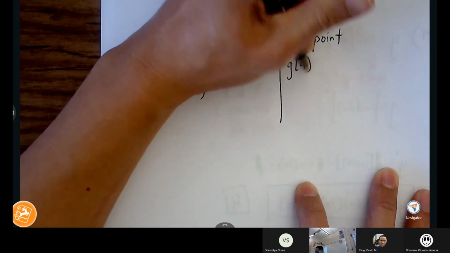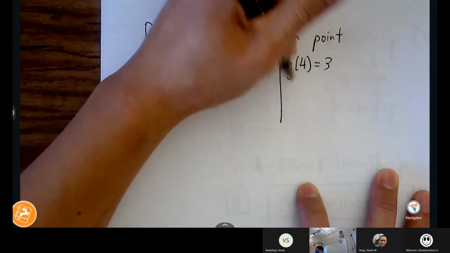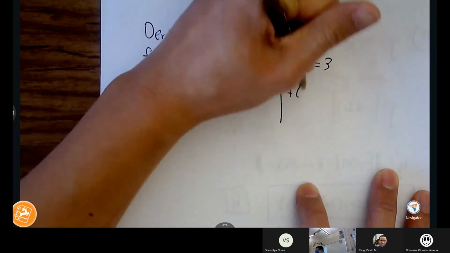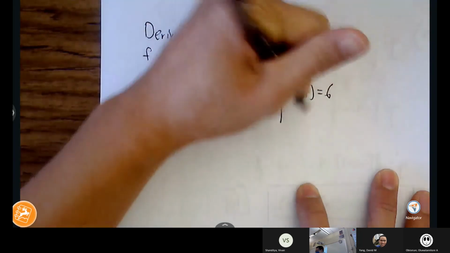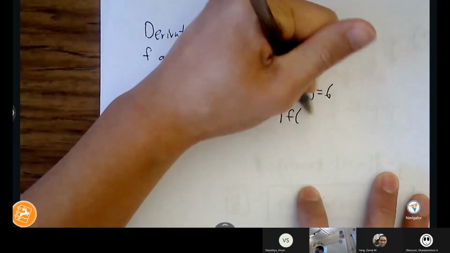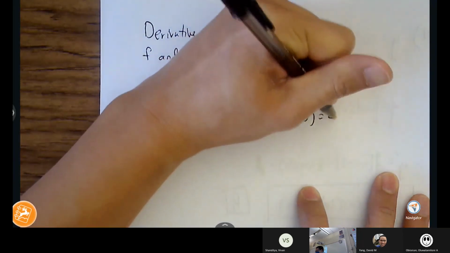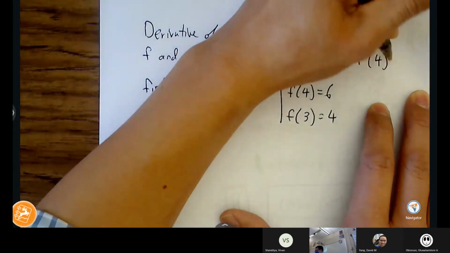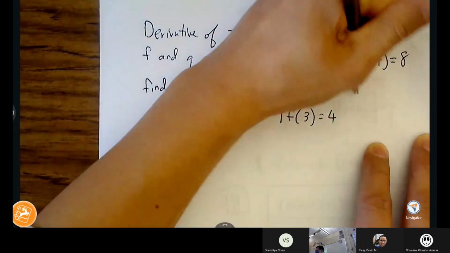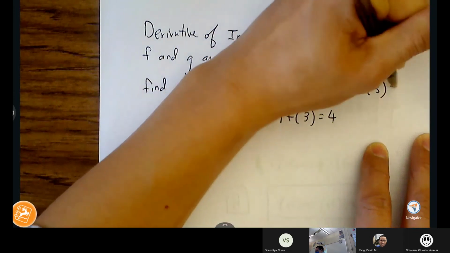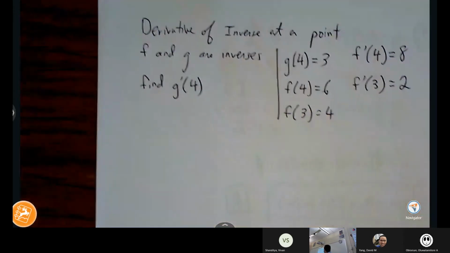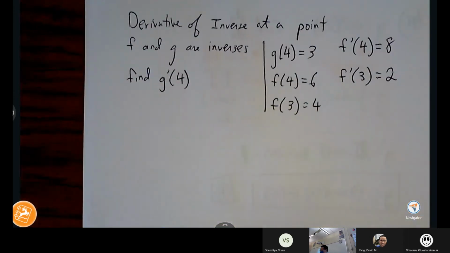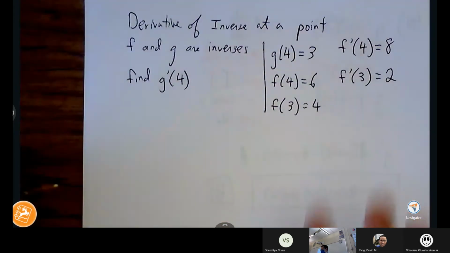Let's say we're given that g of 4 is equal to 3. We're given that f of 4 is equal to 6. f of 3 is equal to 4. f prime of 4 is equal to 8. f prime of 3 is equal to 2. Okay. Sometimes there may be some distractors where we may not need everything that we see.